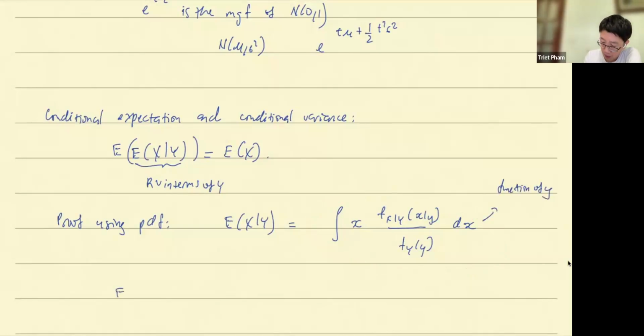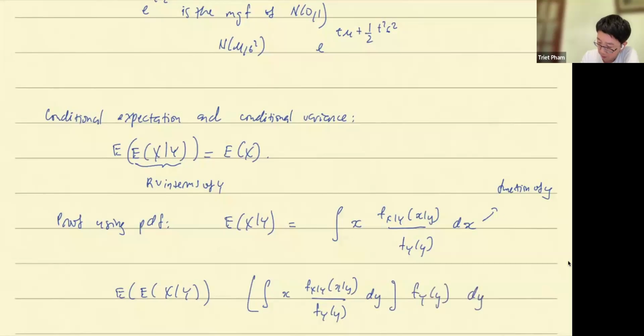And so when you take the expectation of the conditional expectation, you take this function of y, multiply it with the density of y, and integrate it out. Sorry, this is not f of x given y. This is the joint of x, y, sorry. Right, which is the conditional one.